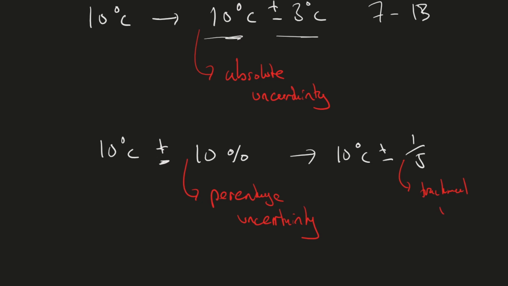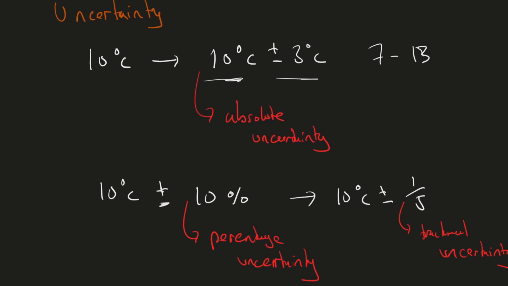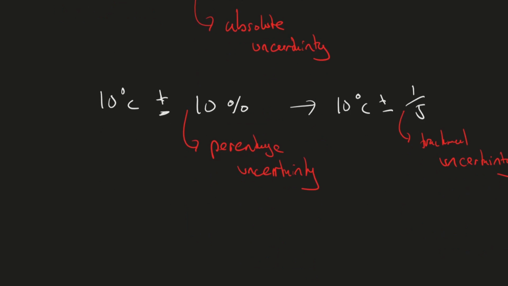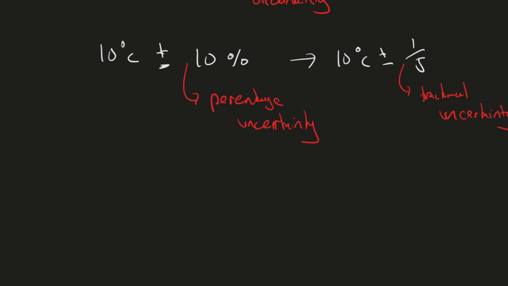Now these two uncertainties are not absolute, they're relative to the actual measurement. Here we had an absolute uncertainty of 3 degrees Celsius. If we change the measurement and say there was 15 degrees Celsius, our absolute uncertainty still might be 3 degrees Celsius. These two, the percentage uncertainty and the fractional uncertainty, are relative uncertainties. So let's look at the percentage uncertainty first.